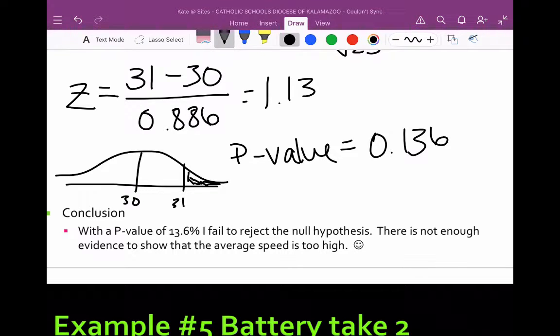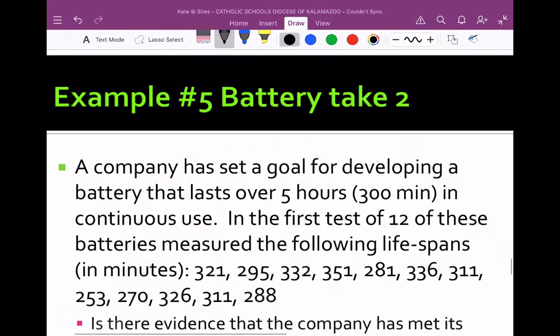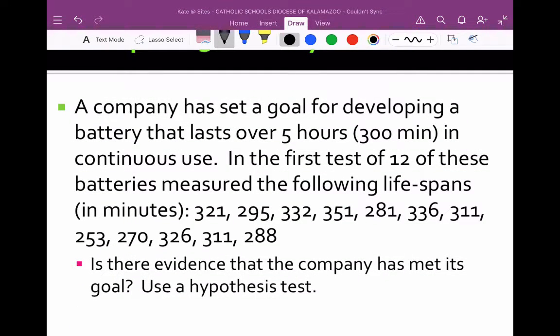So again, with this example, we stated the model, we checked our assumptions and conditions, we gave our null and alternative hypothesis, did the mechanics, and gave our conclusion. So looking at the last example, number 5 on your sheet, we're going back to the battery example. Before, we used a confidence interval to test to see if the company had met their goal, and we decided that they hadn't. A hypothesis test gives us stronger evidence on whether or not we can actually reject or fail to reject. So we're going to actually do a test this time.